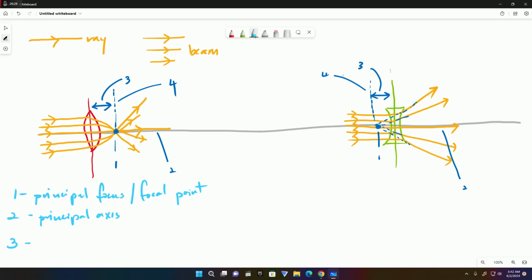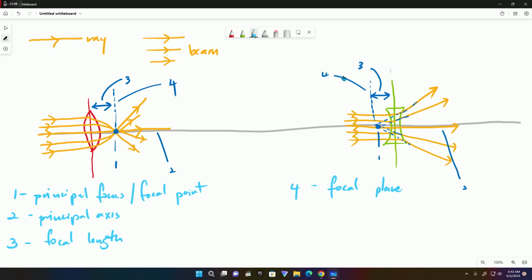3 is the focal distance. I said it and it sounds so weird now, it's like when you write a word and it looks incorrect. Yeah, well, it's focal length. I said focal distance. Focal length. And 4 is called the focal plane.